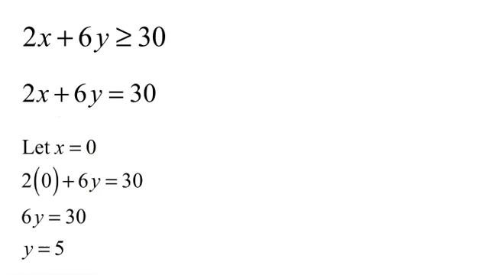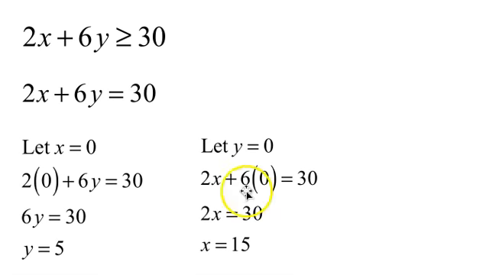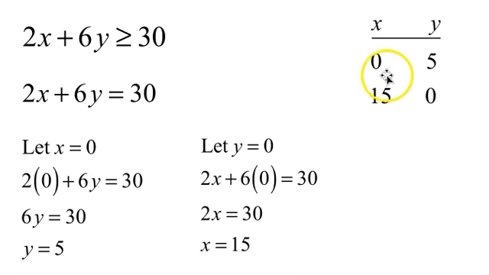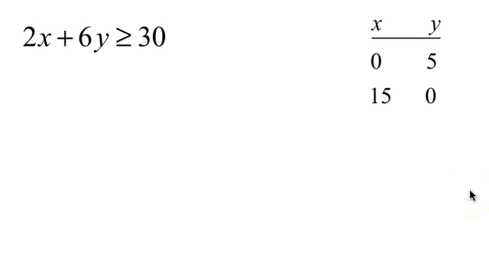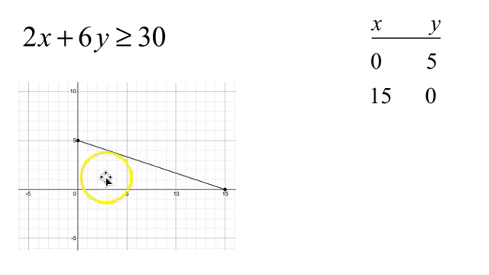That is the y-intercept. If I let y be 0, 2x plus 6 times 0 is 30. 2x plus 0 is 30. 2x is 30. X is 15. So 15, 0 is the x-intercept. So we see that 0, 5 is the y-intercept and 15, 0 is the x-intercept. Now what do I want to do? I want to test which way I am going to shade this thing. So again, there's 0, 5, and there's 15, 0.